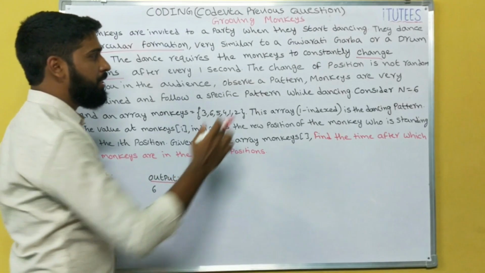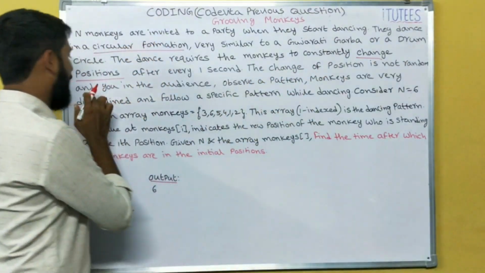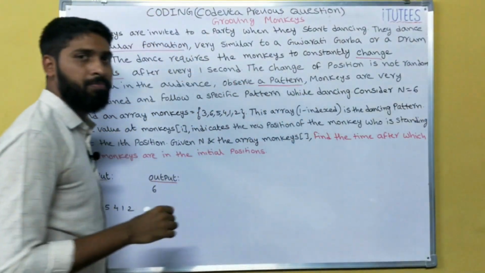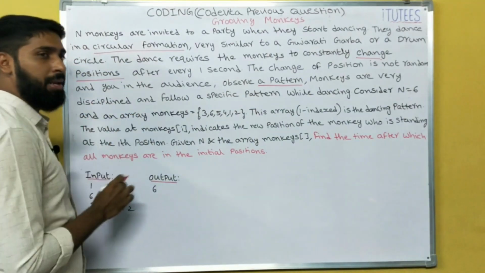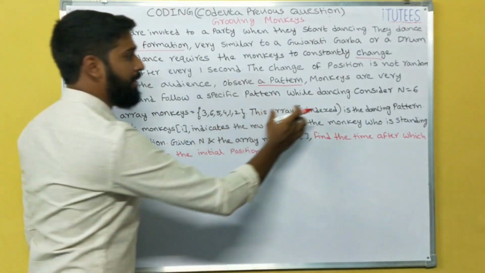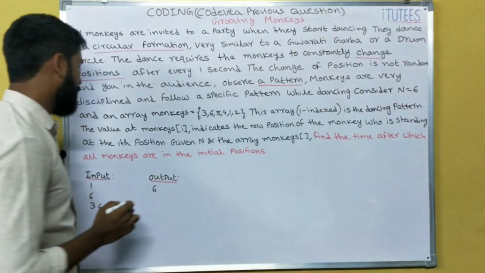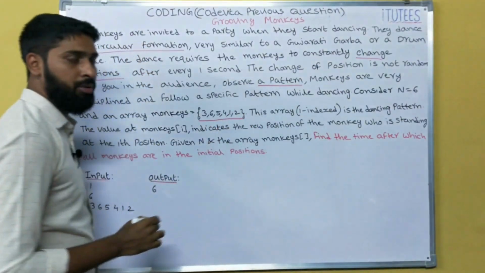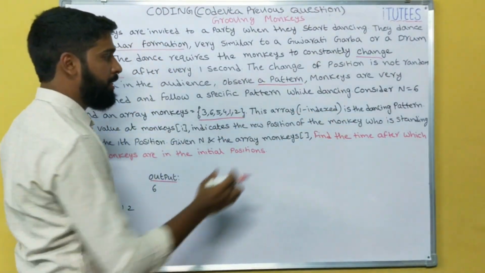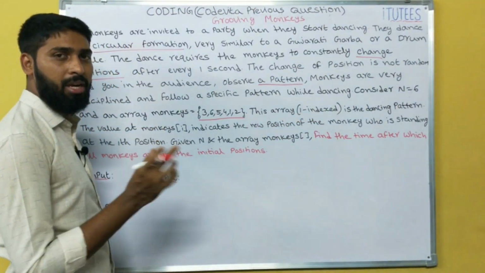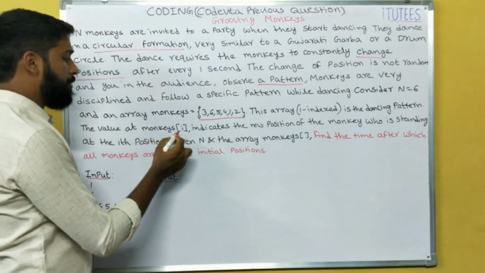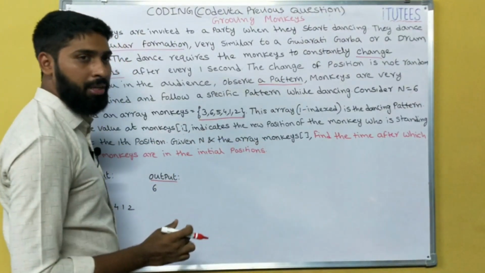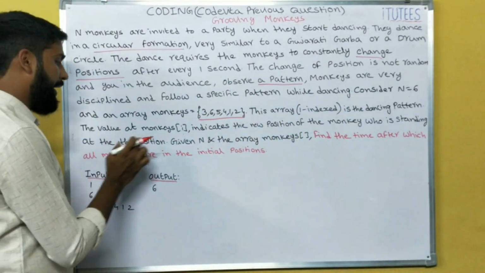After every 1 second, the change of position is not random until the audience observes a pattern. So monkeys are very disciplined and follow a specific pattern while dancing. Consider n equals 6 and an array monkeys: 3, 6, 5, 4, 1, 2. This array is the dancing pattern and it is 1-indexed, that means the starting index is 1. The value at monkeys of i indicates the new position of the monkey who is standing at the ith position.